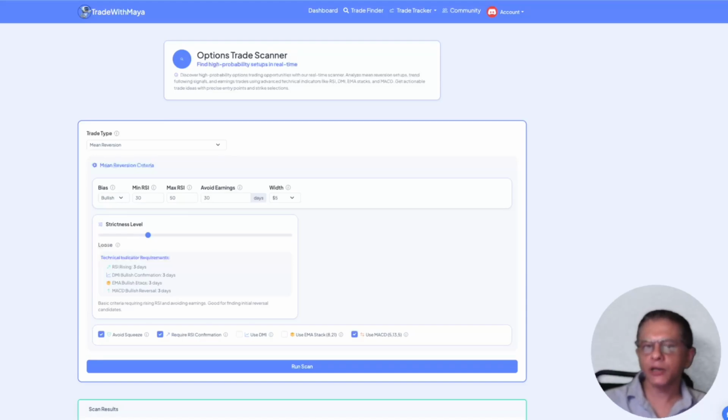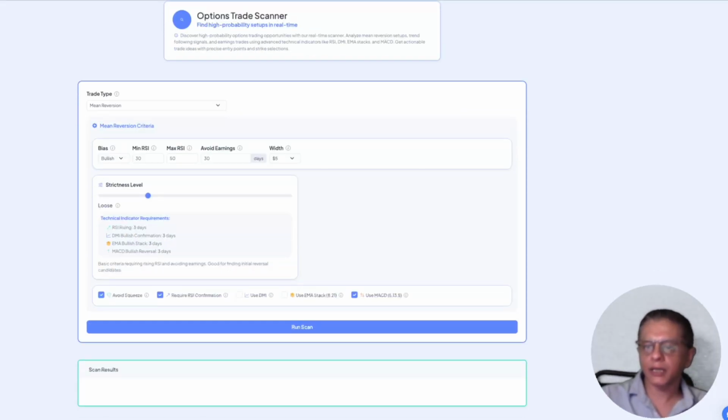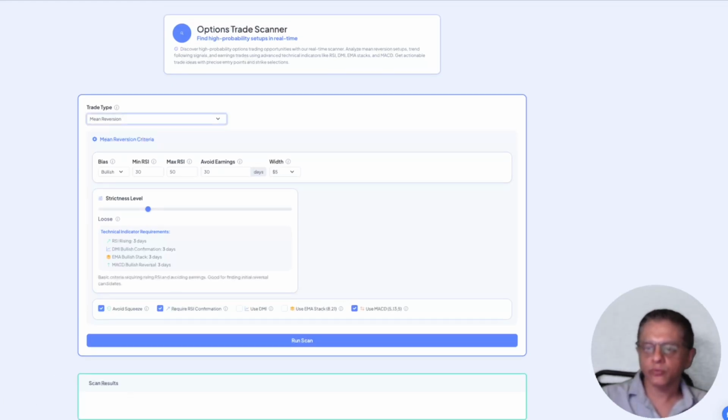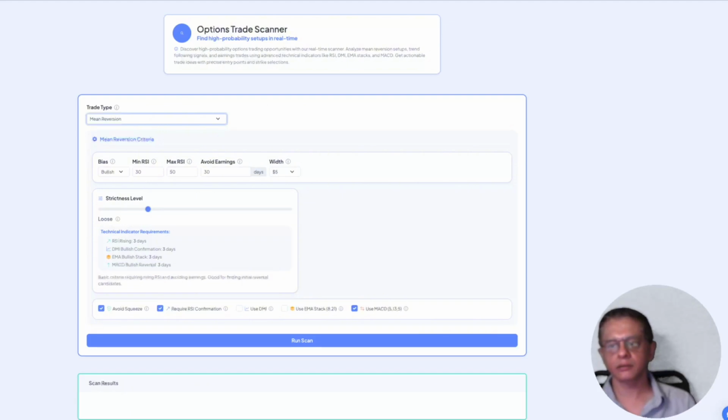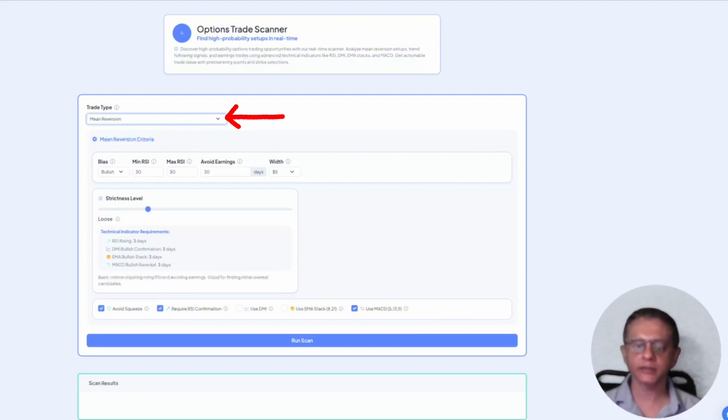So if you are a Maya user, you must have noticed that there is a trade finder or trade scanner that I've added recently. It shows up at the top menu, and when you click on that, you will be on this screen, and it has two sections: filter criteria and results. If you look at the filter criteria, there are three types: mean reversion, earnings iron condor, and TTM squeeze. It finds you three kinds of trades.